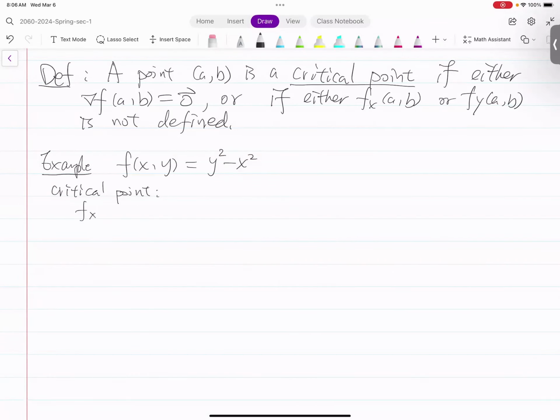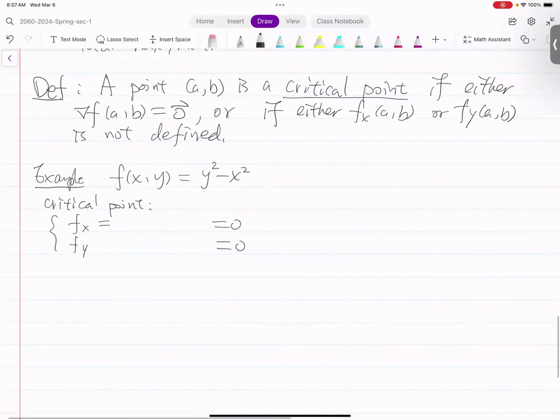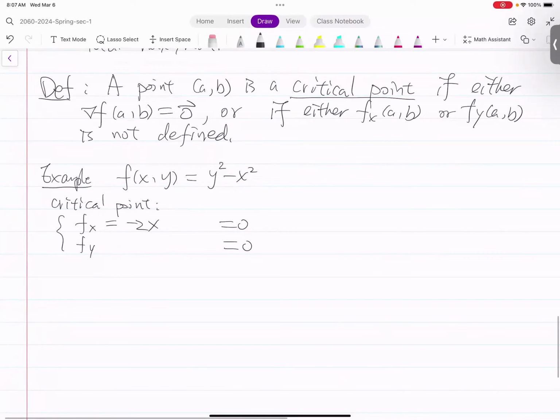So we just compute f sub x, f sub y, and then we make them equal to 0. So f sub x here is, you see there's only one term in terms of x, so there's negative 2x. And f sub y is 2y. So you notice that you have to set them to be 0 in order for the gradient vector to be the 0 vector, right? That tells you what? It tells you x and y have to be 0 at the same time. So that tells you there's only one point in the domain. That's the critical point, which is the origin, right?